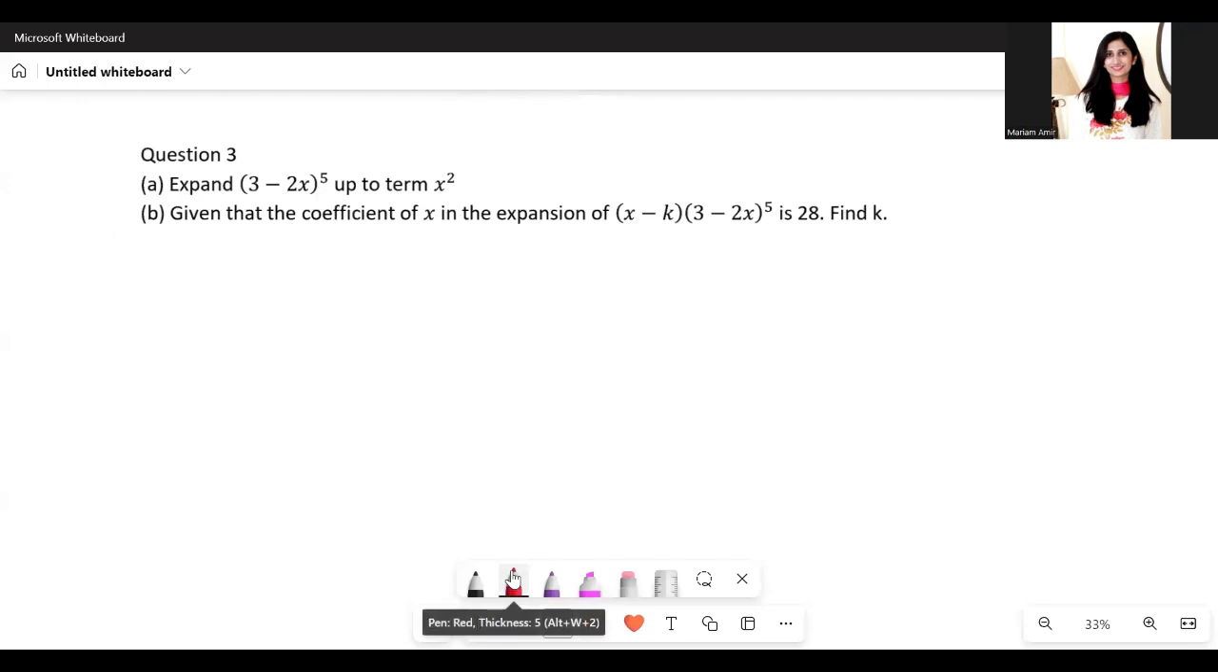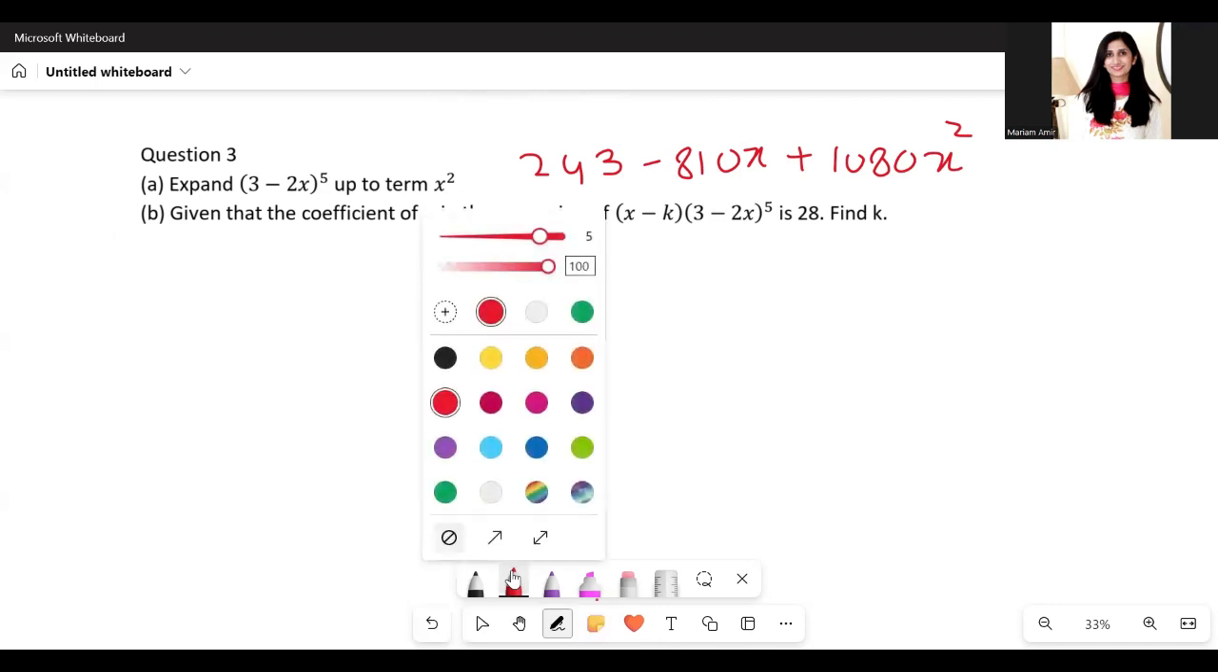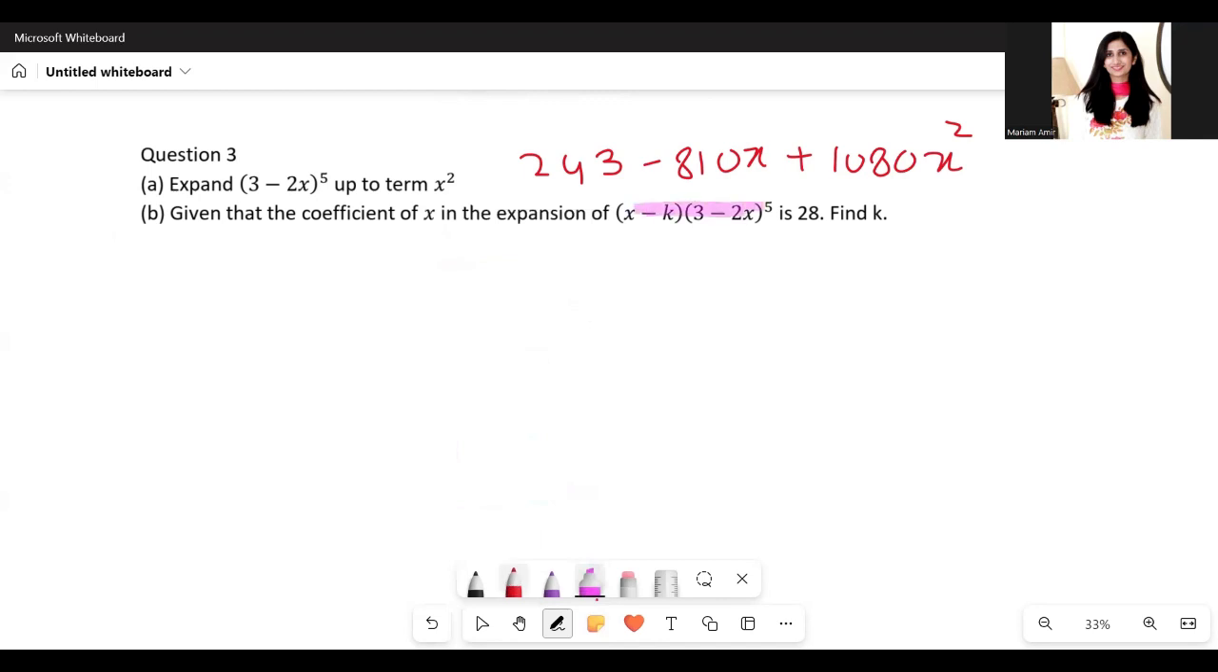Here's question number 3. And part A is the same as part A of question number 2. So I'm just writing the answer. This came out to be 243 minus 810x plus 1080x squared. Let's take a look at part B. Given that the coefficient of x in the expansion of this is 28, find k.